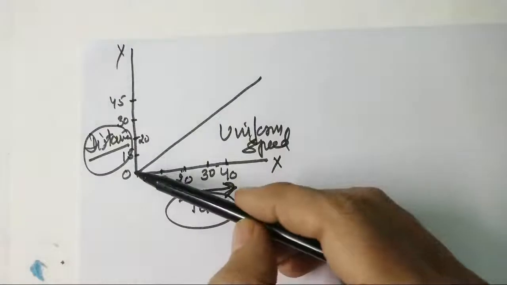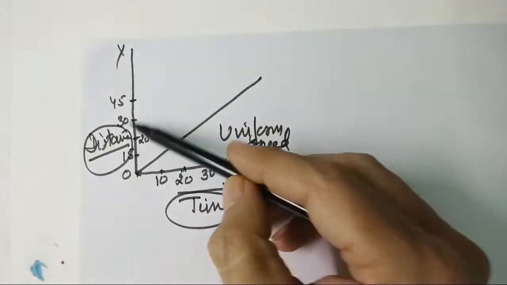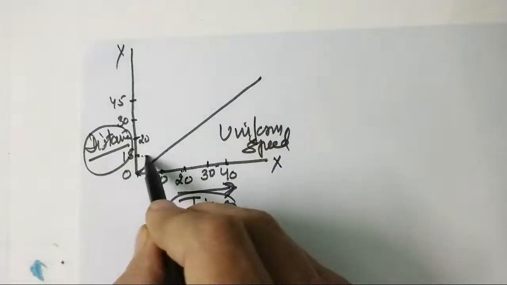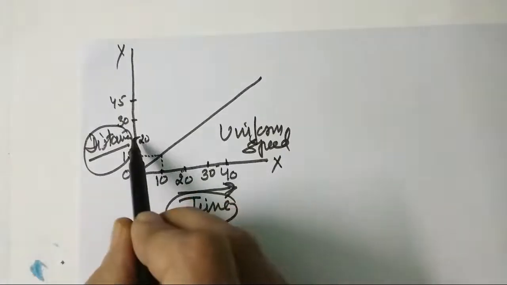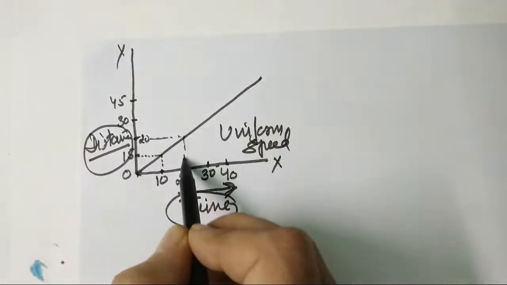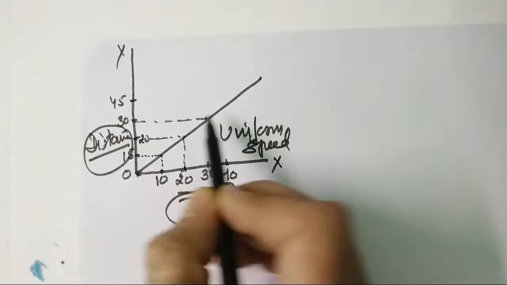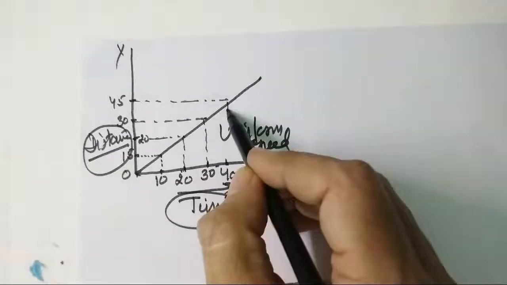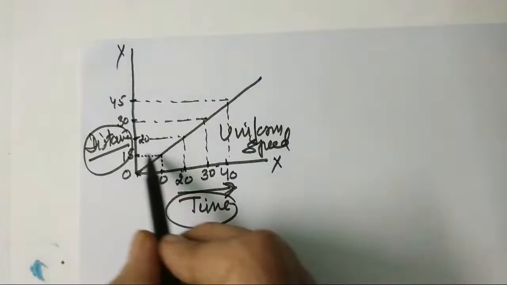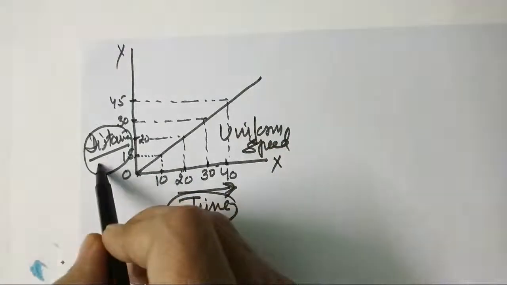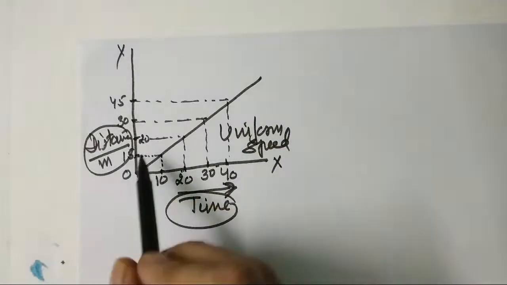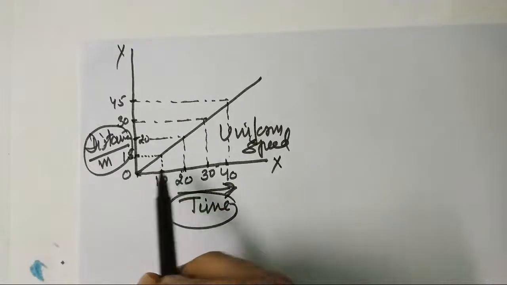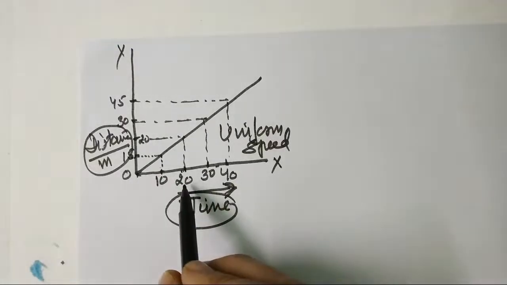The distance is increasing: 0, 15, 30. If I draw a dotted line here, it will come here. If I draw another dotted line, it is coming here. This is normally drawn to a scale, but I have not drawn it on a scale. Now you are seeing that here it is 15, and distance is written in meter. So 15 meter in 10, and this is in seconds.